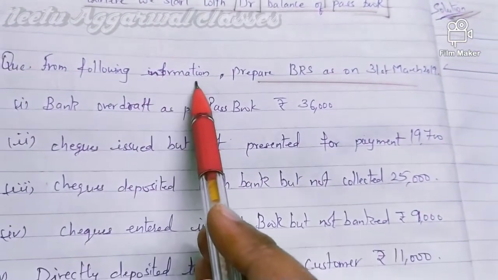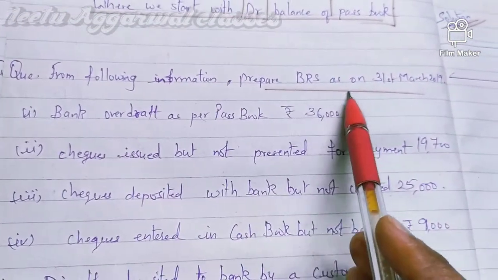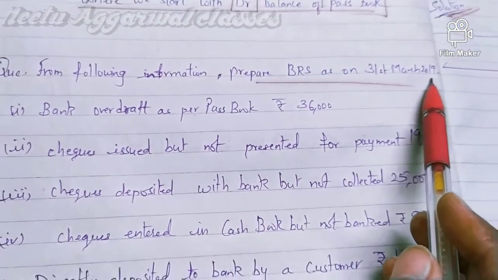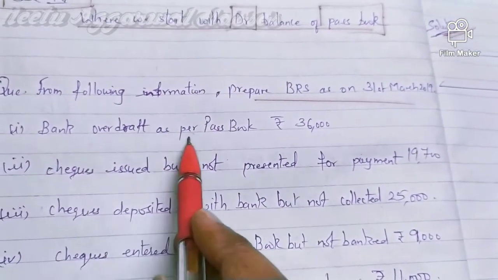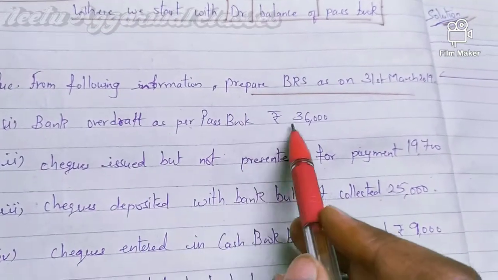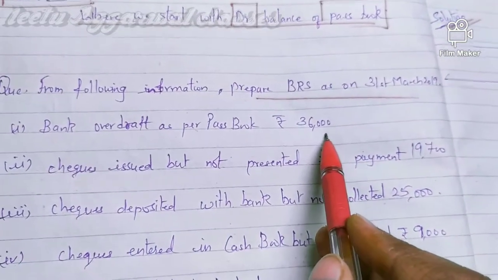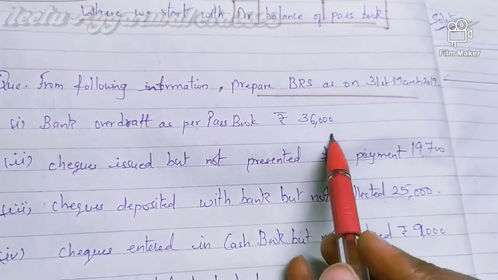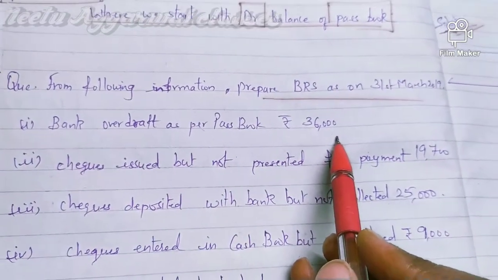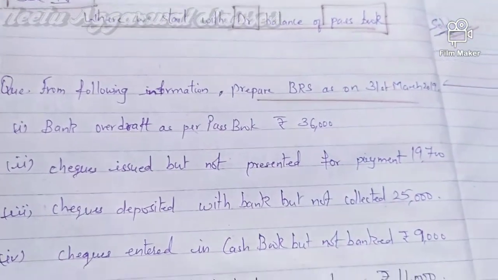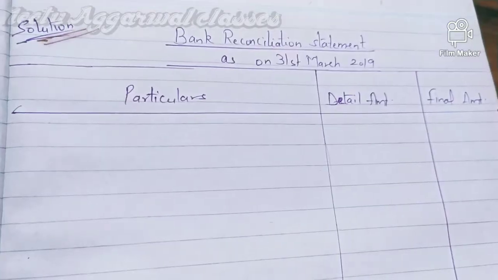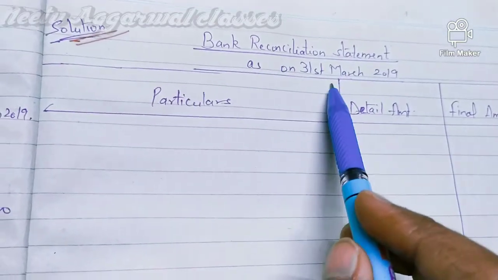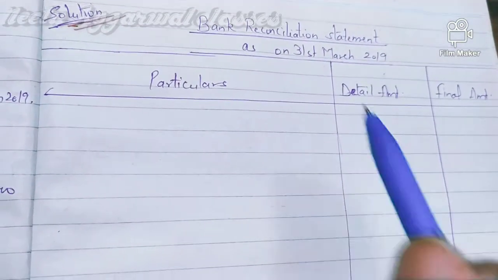From the following information, prepare BRS on 31st March 2019. Bank overdraft as per the passbook 36,000. Overdraft means it is a debit balance. Okay, let's start the solution. Bank reconciliation statement as on 31st March 2019.